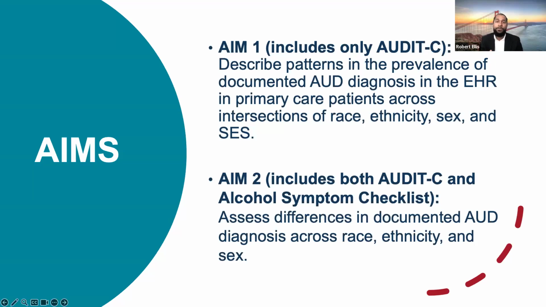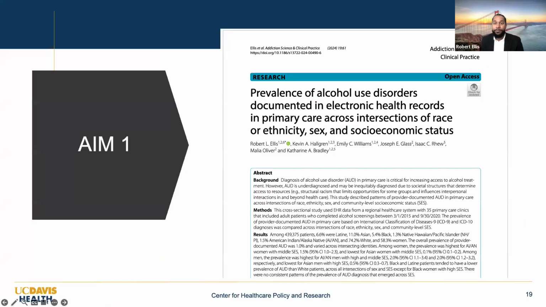And in aim 2, it includes patients who completed both the AUDIT-C as well as that alcohol symptom checklist, which is going to be a smaller population, a smaller sample size, because it is the people who engage in high-risk drinking. And so we assess the differences in documented AUD across race, ethnicity, and sex in health systems that routinely screen for alcohol consumption as well as the AUD symptoms.